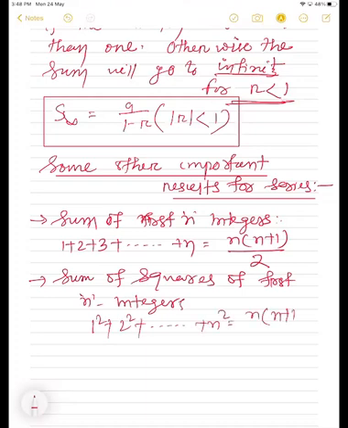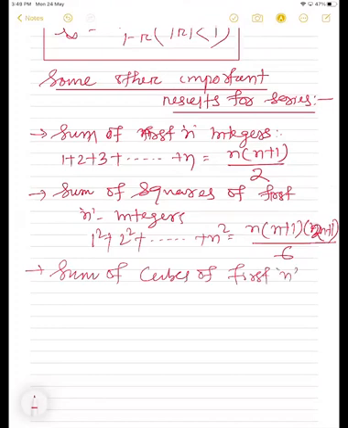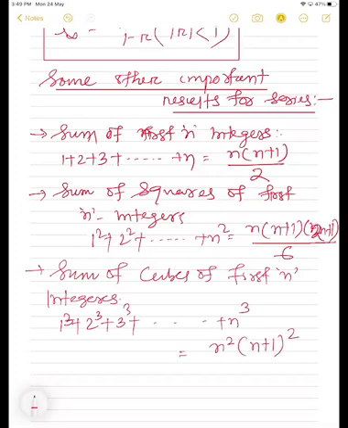n(n+1)(2n+1)/6, correct? Sum of cubes of first n integers, right? That means 1 cubed plus 2 cubed plus 3 cubed up to n cubed. That is equal to how much? n squared times (n+1) whole squared by 4.